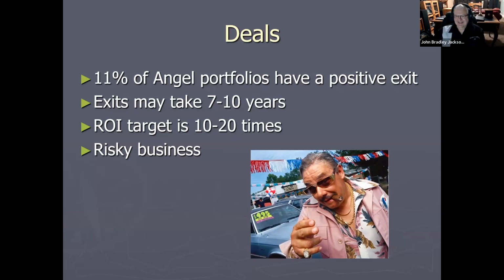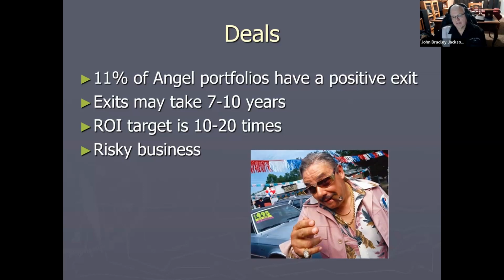But think about that for a second. 89% of the deals have a poor exit. There is no cash distribution. So wow, this is a risky business if you're an investor. And think about this: the exits can take 7 to 10 years. So we agree to invest in your company today as an angel group or fund. Boy, it's going to be a decade before we get our return.